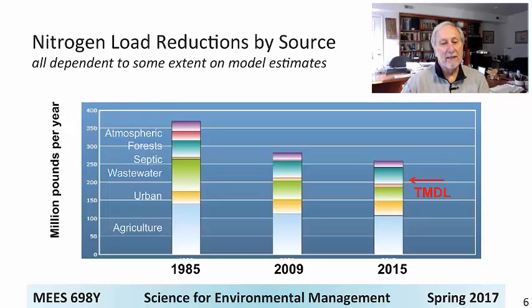And as we can see, if we look at the load reductions estimated by the model by sector of sources, atmospheric, forest, septic, wastewater, urban, and agriculture, we can see that a large amount of the reductions have been achieved by reductions of atmospheric input, and actually we have a pretty good understanding of at least the inputs, not necessarily how much of that enters the bay, because we've actually been able to measure changes in atmospheric deposition. And also, similarly, we have a good handle on wastewater load reductions because we know at the end of the pipe we can measure those changes in load reductions.